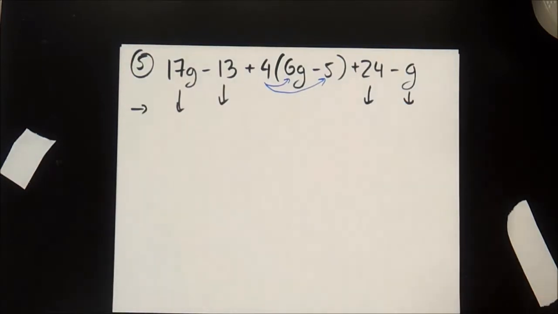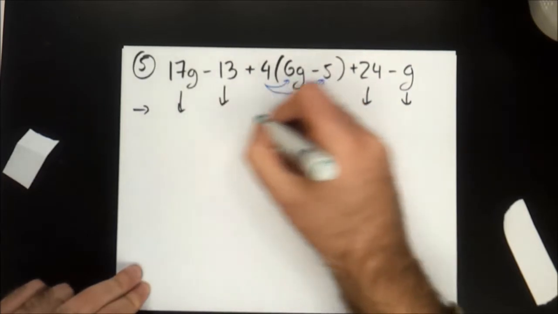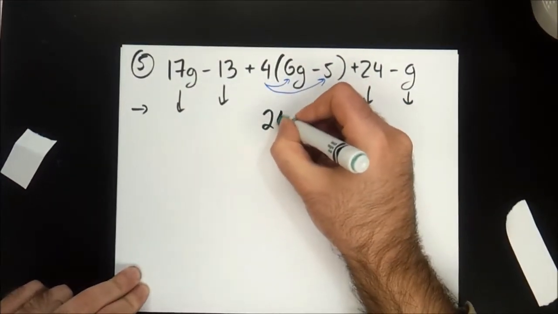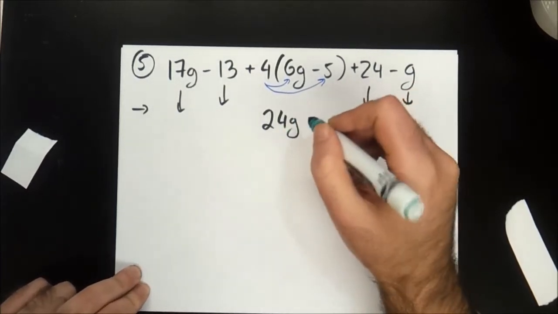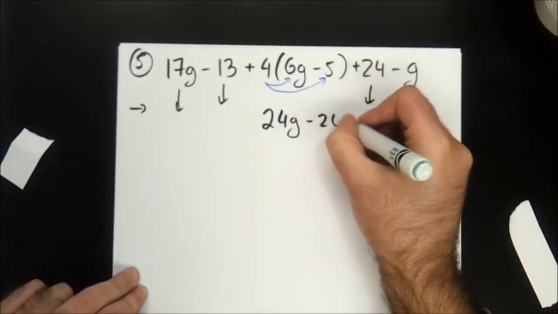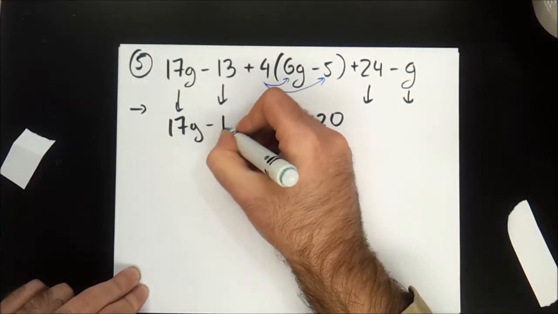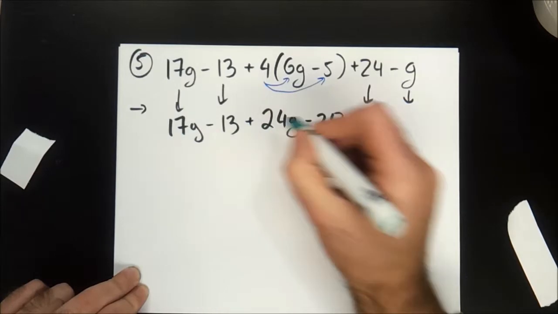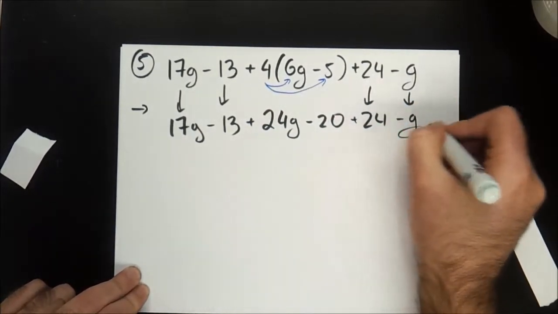Which means 4 times 6g, that is 24g. Yes, that's correct. 4 times negative 5 is a negative 20. And I'm bringing down my 17g. I'm bringing down my minus 13. There's a plus there. Plus 24 minus g.